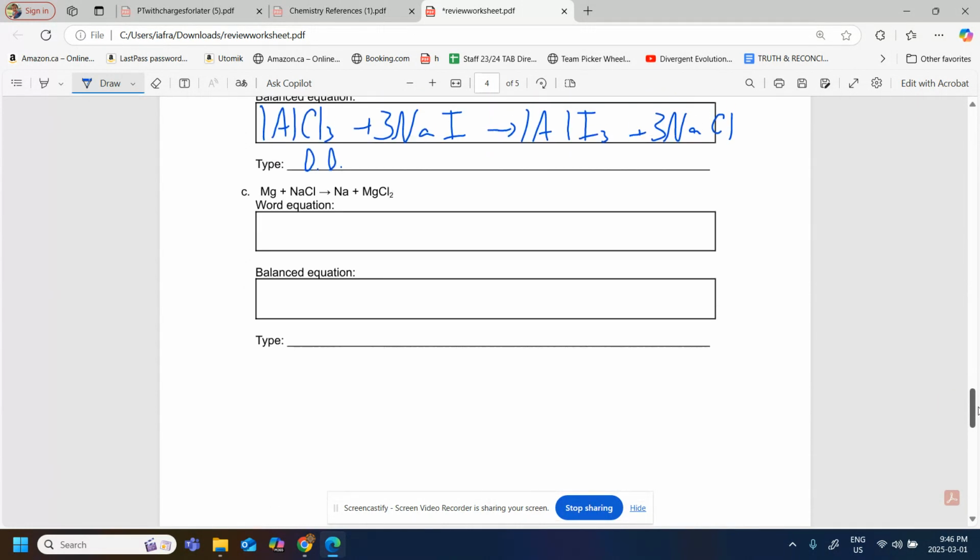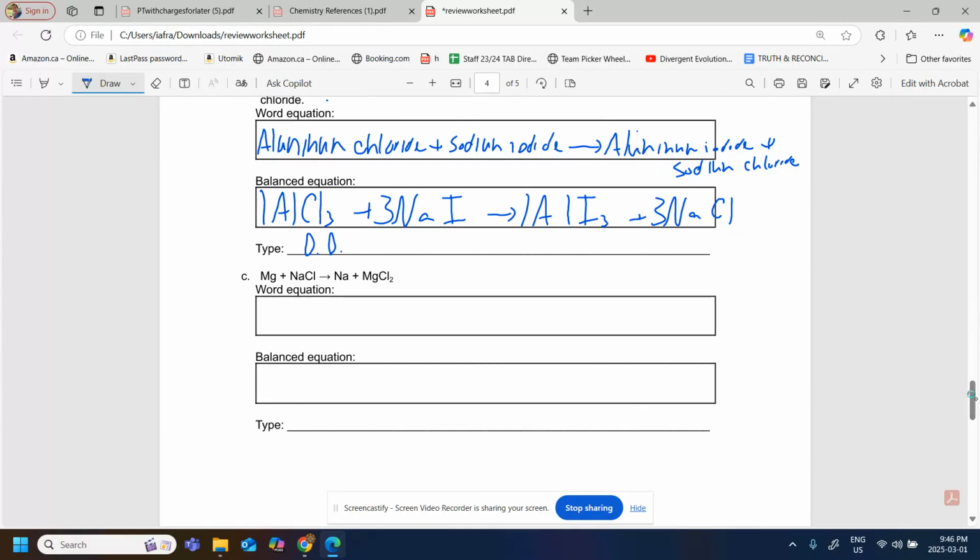And this one here, lastly, is the other way around. You have a skeleton equation, you got to convert it to a word equation, then to a balanced equation. For word equation, it's pretty straightforward. It looks like you just have magnesium reacting with NaCl, which is sodium chloride, using our ionic naming rules here. And it's going to produce sodium. So sodium was kicked out and now is alone, something is single, plus some magnesium chloride. So because something is single, we can tell this is a single displacement reaction.